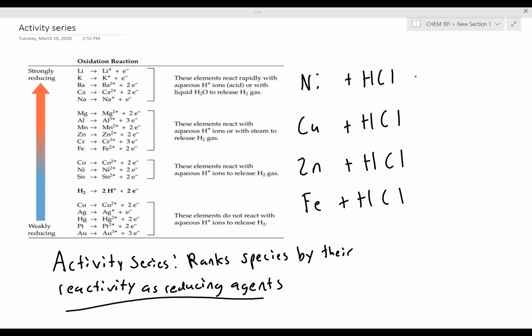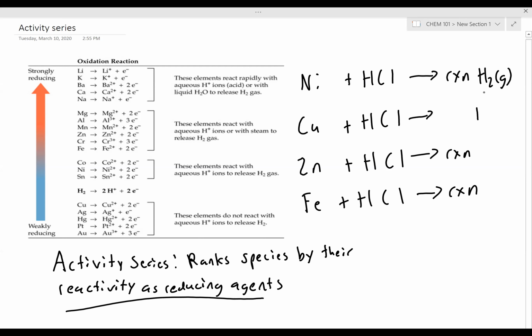Now, you're going to observe the results of each of these reactions. Let's suppose that for nickel, zinc, and iron, you observe a clear reaction. You observe bubbles, okay? So you observe a reaction and you see the presence of hydrogen gas. When you mix copper with acid, you see no reaction. This data that you've collected, whether you observe a reaction or do not, tells you how to place each of these species on the activity series.